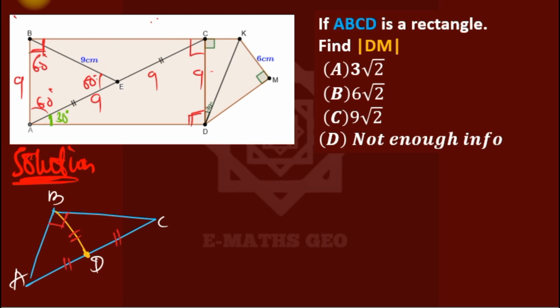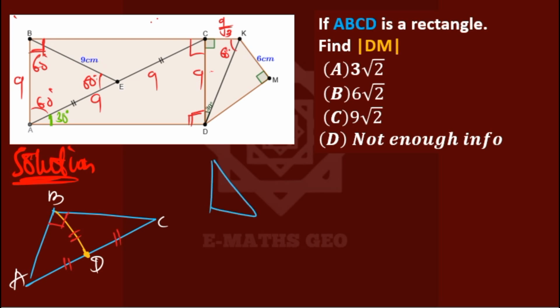And since CD is 9, and this angle is 30, this should be 60. So the angle here is 60 degrees. Therefore, CK will be 9 over root 3. You'll be wondering how I got 9 over root 3.